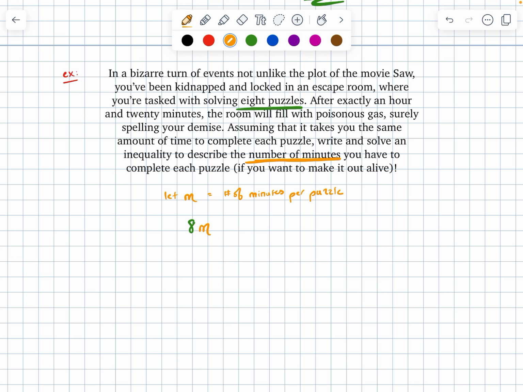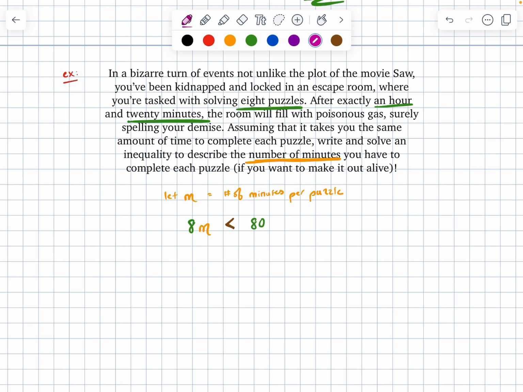And then I know, after exactly an hour and 20 minutes, notice my unit here is minutes, so I'm going to write an hour and 20 minutes in minutes. Well, an hour is 60 minutes plus 20 minutes. That gives me 80 minutes in total. And I know that exactly at that 80-minute mark, my room is going to become deadly. So the amount of time that I spend needs to be, hopefully you figured this out, less than 80 minutes. Cool. If you need some time to solve this inequality, pause the video and let's do it. If you've already got it, don't bother, let's do it together.